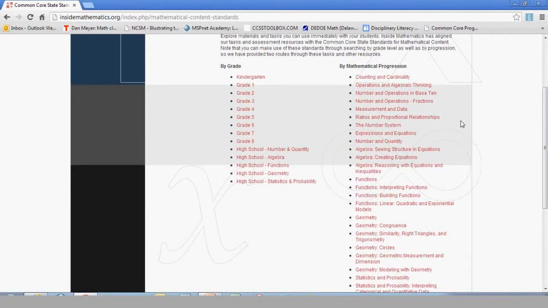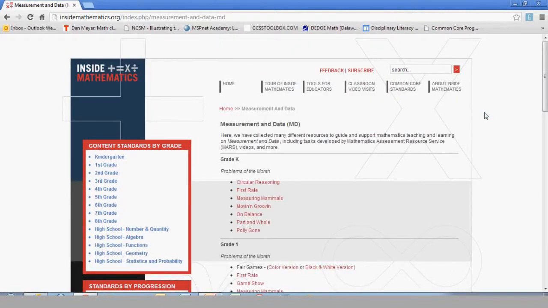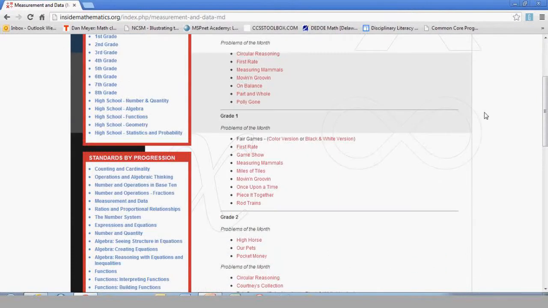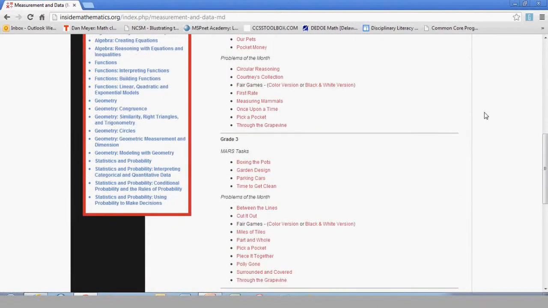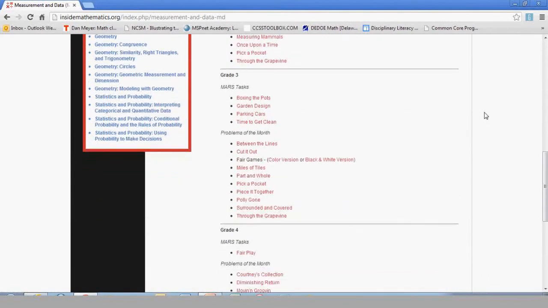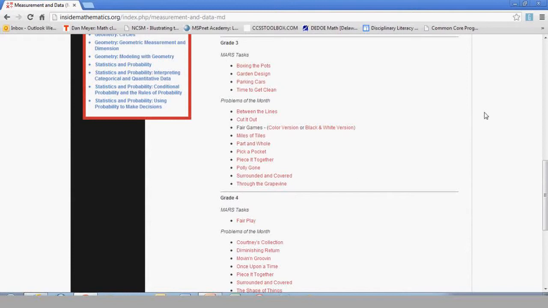But you can also find it by domain or progression, as they call it. And so I'm going to go here and look at measurement and data because that's where we are. And they have different resources for different grade levels then. So this is kind of like a vertical look at what is happening. And I'm going to go down to some of the 3rd, 4th, and 5th grade tasks.